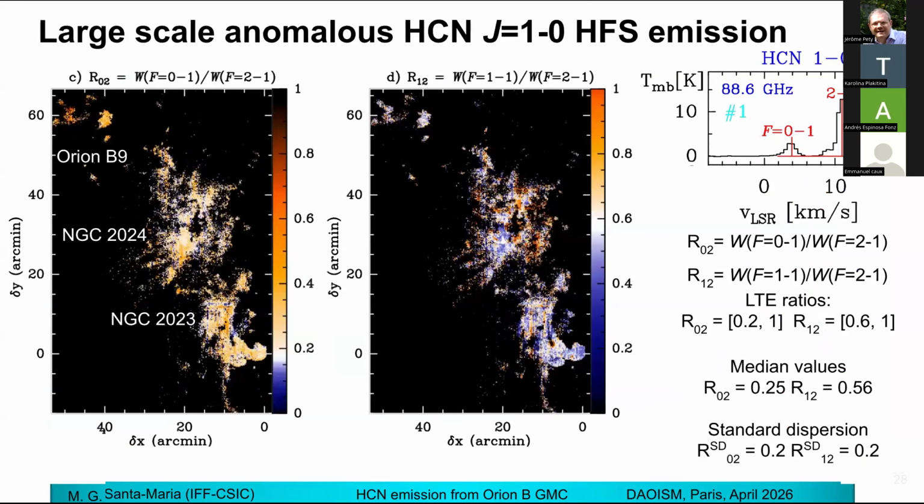This is the spatial distribution. Everything that is not white is anomalous, so it's widespread. It's not only the core, as used to be found, now it's everywhere in the cloud.